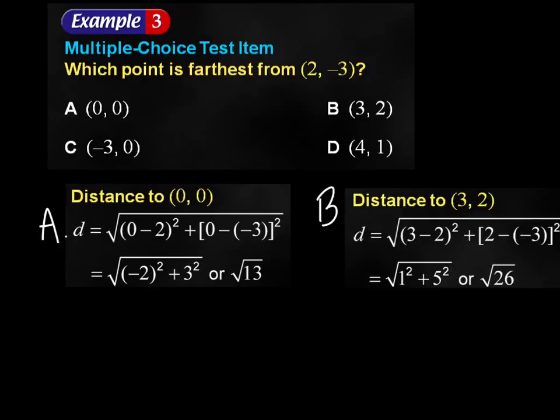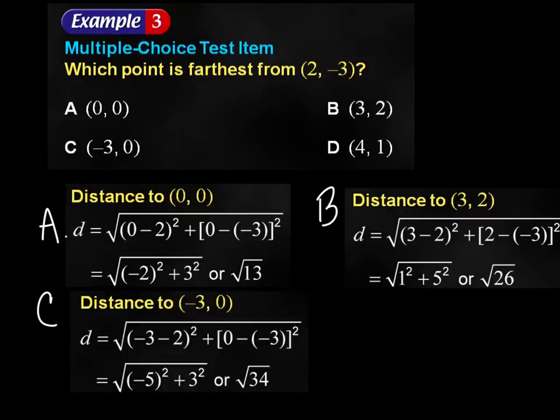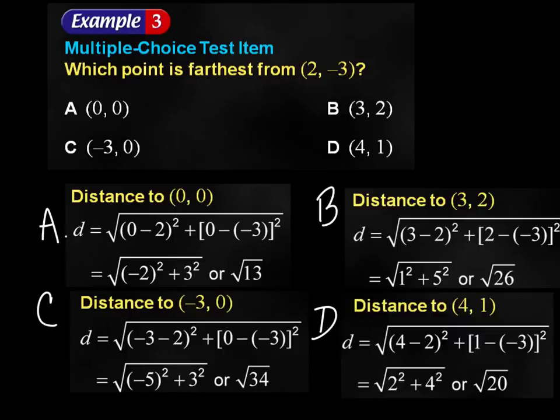For B, the difference in the x's is 1, and the difference in the y's from positive 2 to negative 3 is 5 units, so it's a distance of square root of 26. For C, the difference in the x's from positive 2 to negative 3 is 5, and from 0 to negative 3 is 3. So 5 squared plus 3 squared is 34, so we have square root of 34. And from 4 to 2 is 2 units, from negative 3 to 1 is 4 units, so 2 squared is 4, plus 4 squared is 16, so I have the square root of 20. So of our 4 choices, the square root of 34, or choice C, is the largest distance.